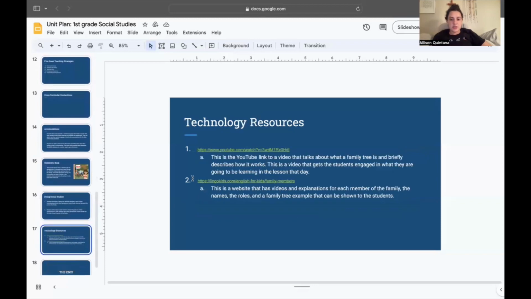And then technology resources, we have a YouTube video for what a family tree is and describing how that works. This gets the students really engaged. And then we also have a website that's really cool. It lets you explore the different members of a family and their roles, typically, and then also has videos, activities for students to do regarding families.